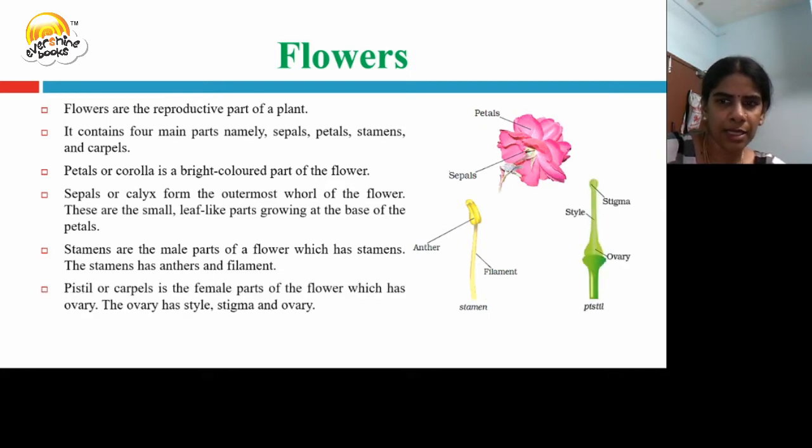Pistils or carpels are the female part of the flower, which has the ovary. The ovary has style and stigma.